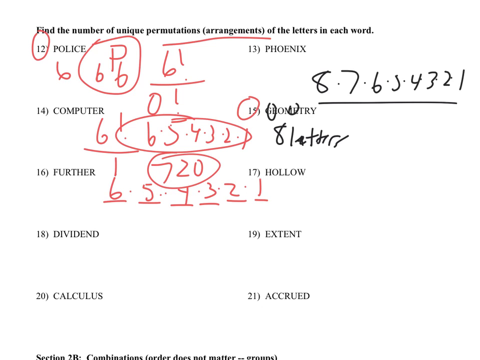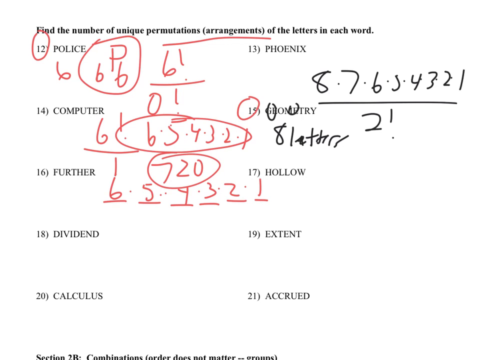But anytime you have repeated letters, the E repeats twice, so I have to divide by 2 factorial. Let's say there were 3 E's in that word. You'd have to divide by 3 factorial. Let's say you had E repeated twice, and you had another letter repeated twice, you'd have to divide by 2 factorial and another 2 factorial on the bottom. So that's how you deal with repeated letters.